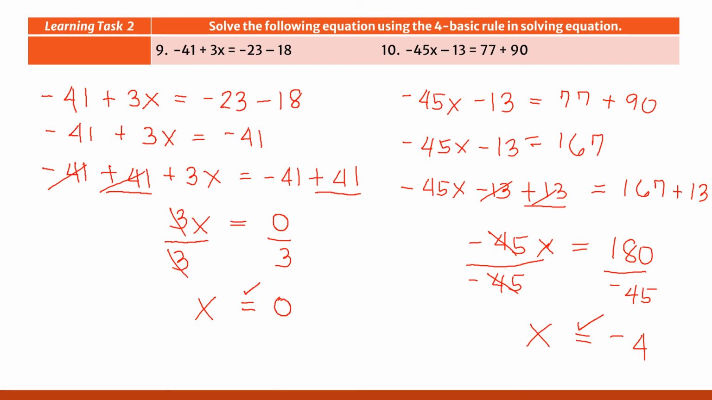Bakit? Negative 45 times negative 4. What is negative 45 times negative 4? That is positive 180. And 180 minus 13 is 167. So, that's it.